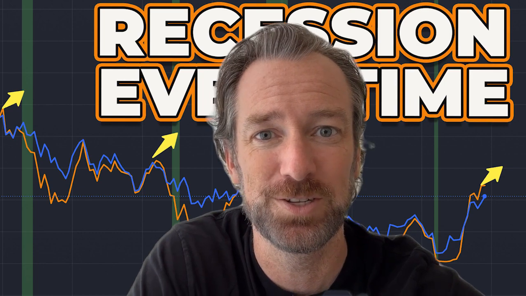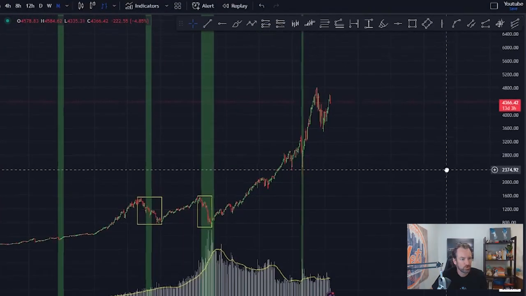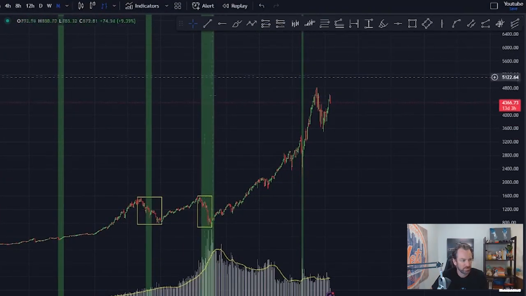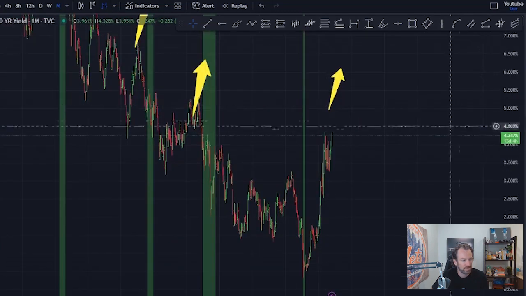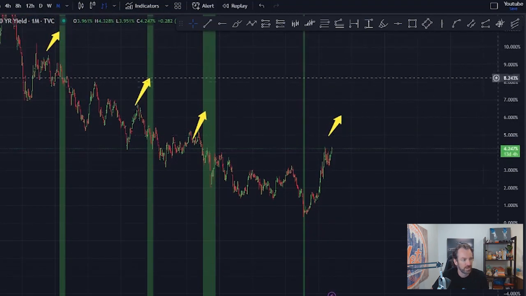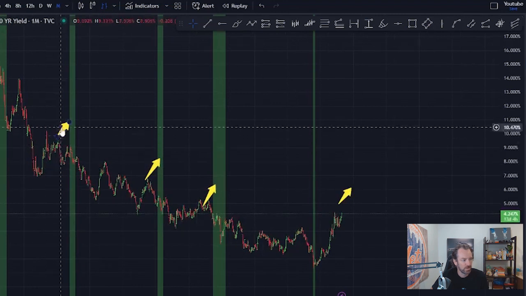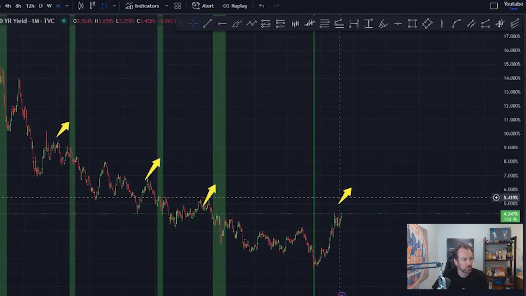So let's dive into the charts. Should be a quick video today. Only two real charts to look at. Just the S&P 500 with the green overlays being U.S. recessions. And then we're going to take a look at the yield curve and how a recession usually follows an inversion in the yield curve.